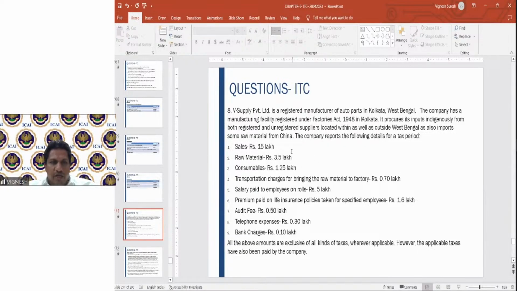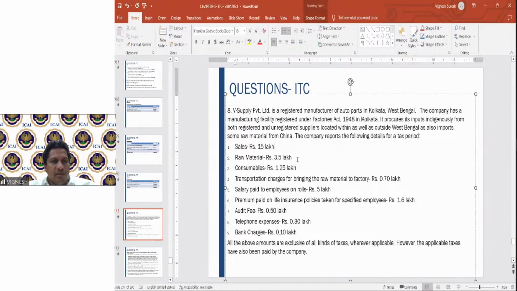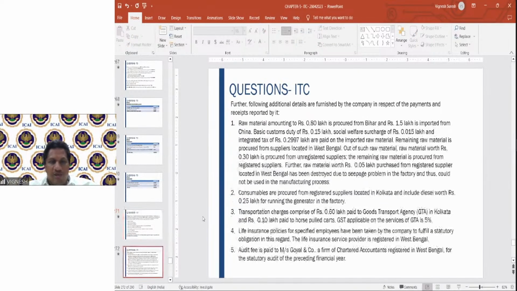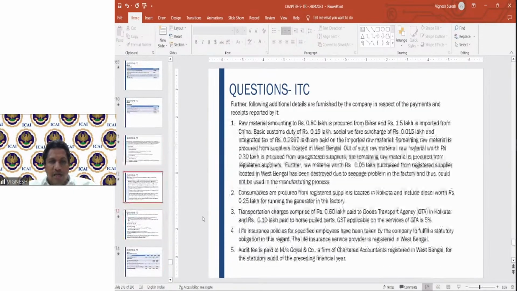Company reports the following details. Sales 15 lakhs, raw material 3.5 lakhs, consumables 1.25 lakhs, transportation charges for getting raw material to factory 0.7, salary paid to employees on rolls 5 lakhs, premium paid on life insurance policies taken for specified employees 1.6 lakhs, audit fees 50,000 or 0.5 lakhs, telephone expenses 0.3, bank charges 0.2. All amounts are exclusive of taxes. Taxes also have been paid by the company.